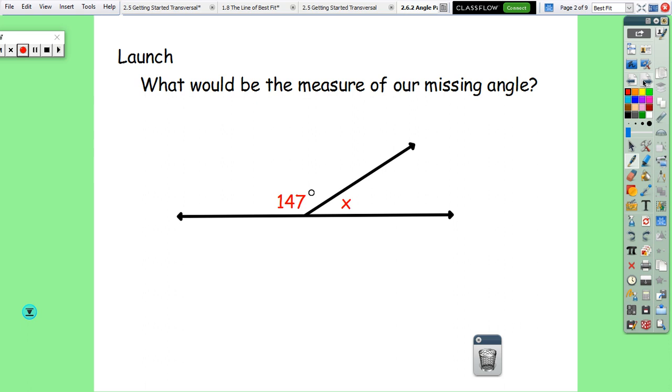All right, so I'll give you a minute or two to work on your launch. See if you can figure out what the measure of the missing angle would be.